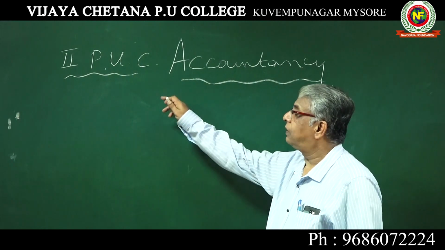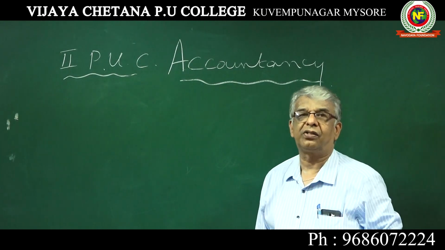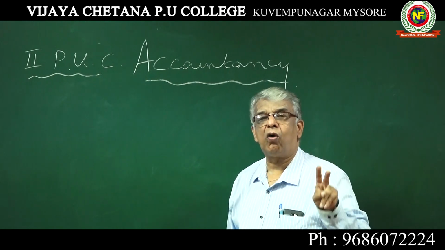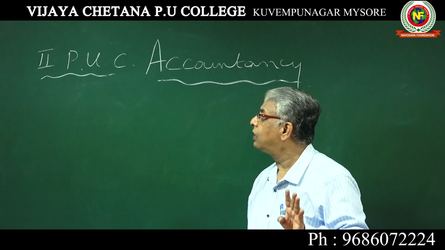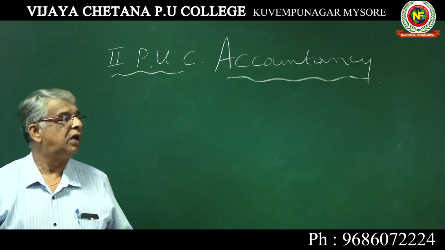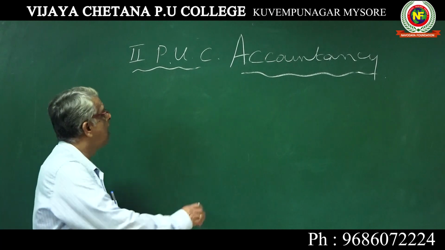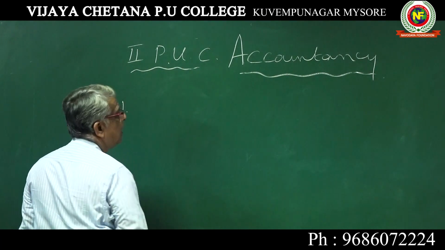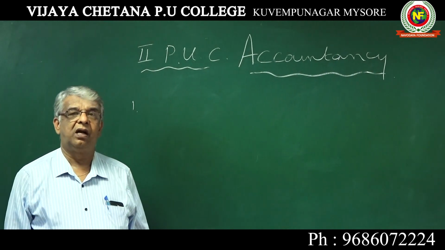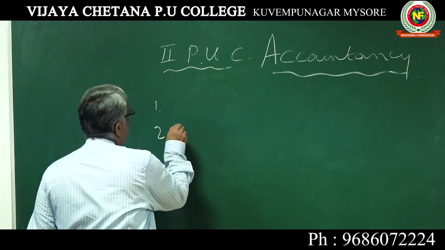This second PUC accountancy syllabus consists of two parts, that is, volume 1 and volume 2. In volume 1 we have the following chapters. Number 1, accounting for not-for-profit organization, and secondly, accounting for partnership.